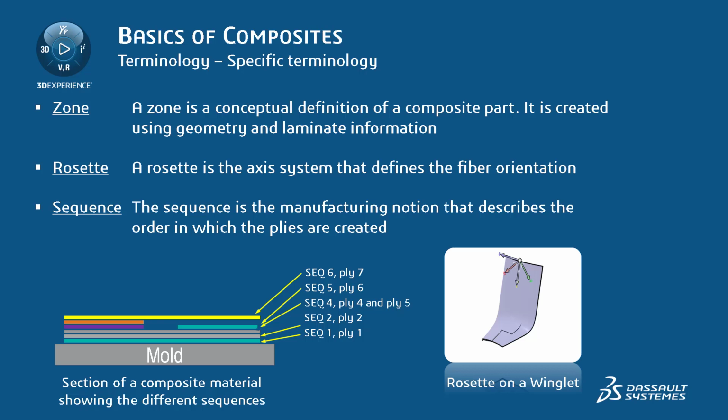The x direction of the axis system represents 0 degrees fiber orientation, and the y direction represents 90 degrees fiber orientation. Finally, the sequence is the manufacturing notion that describes the order in which the plies are created. When creating a ply in a ply group, a sequence is automatically created. The meaning of a sequence is the manufacturing sequence. It contains the plies that can be laid on the mold during the same sequence during the manufacturing process.